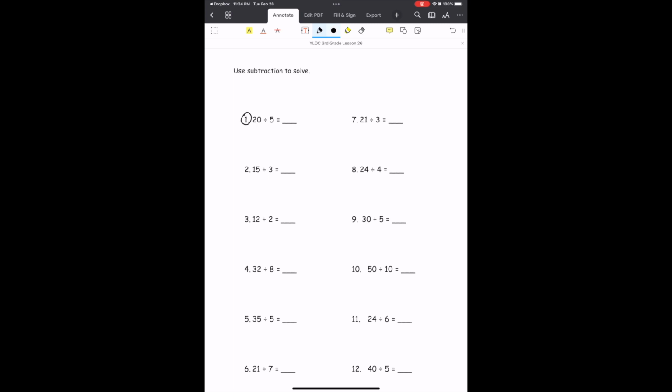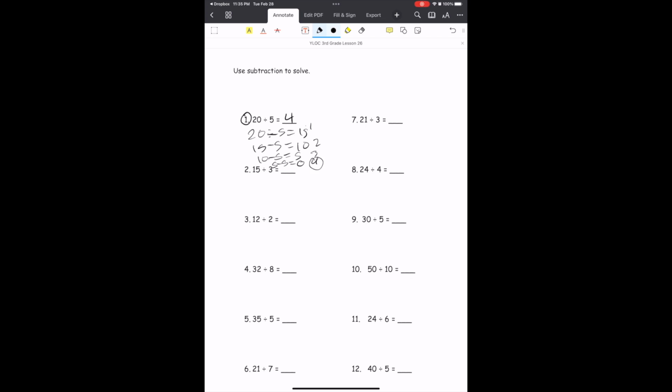20 divided by 5, well, the answer would be 4, but if you need help, you can always do 20 minus 5 is equal to 15, 15 minus 5 is equal to 10, 10 minus 5 is equal to 5, and then 5 minus 5 is equal to 0, so that's 1, 2, 3, 4, so your answer is 4.